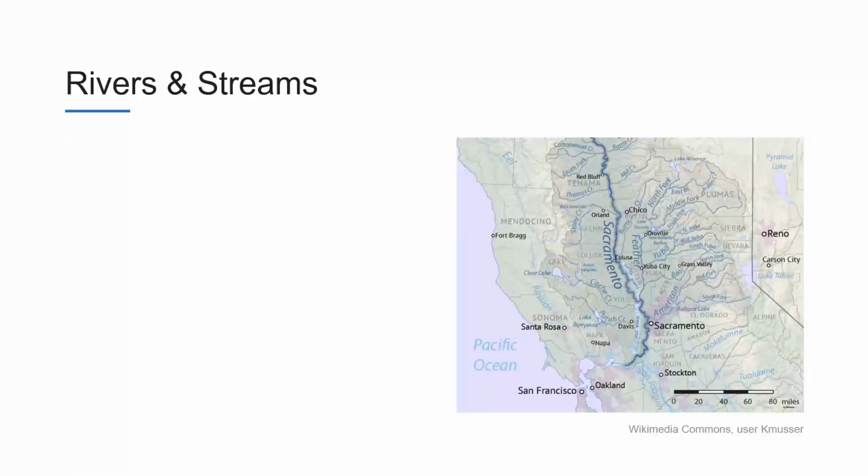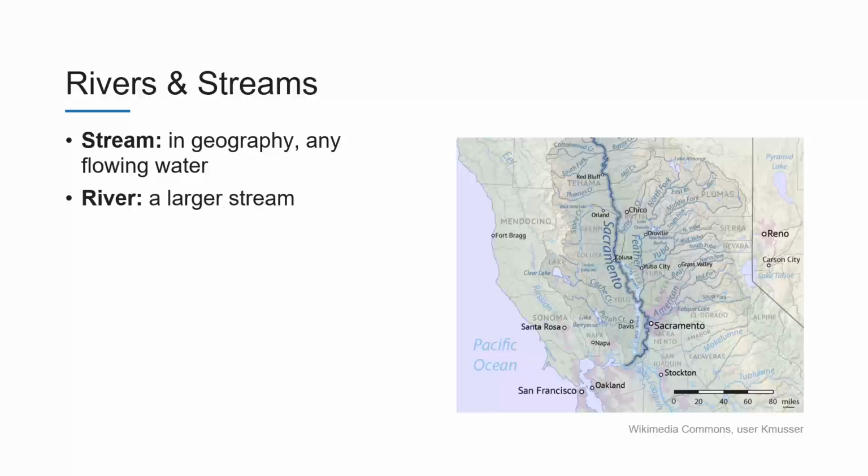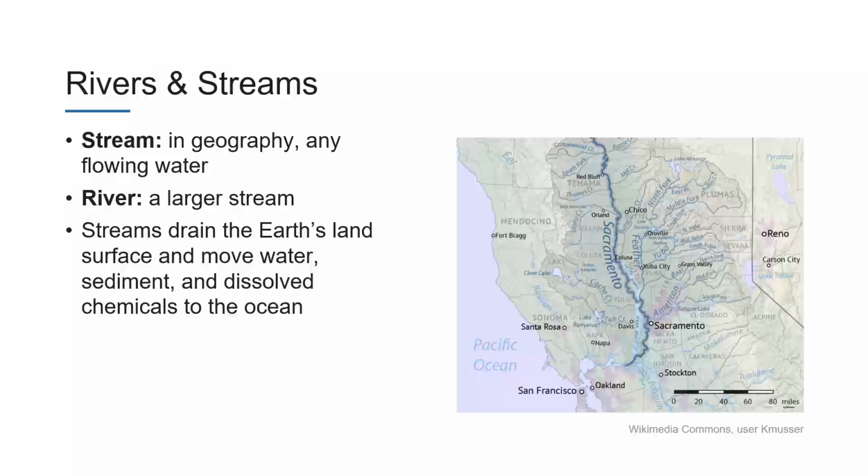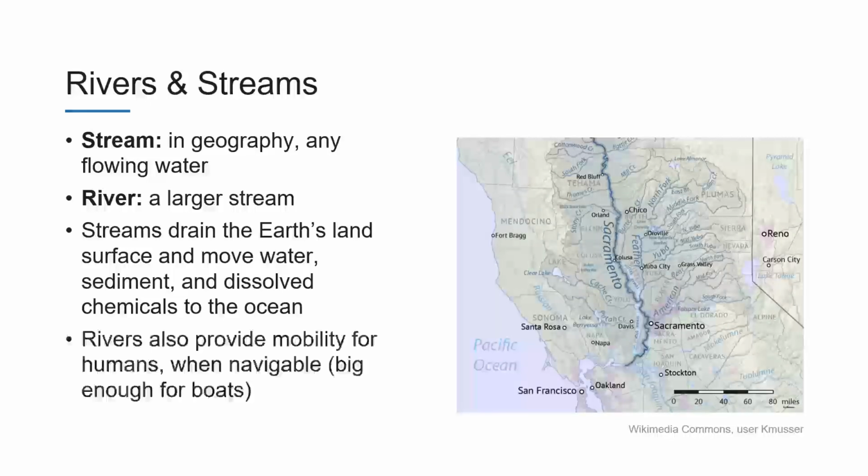Another form of surface water is flowing water, so rivers and streams. In geography, a stream is any flowing water, which includes rivers, and a river is just a larger stream. So streams drain the Earth's land surface and move that water along with sediment and dissolved chemicals and minerals to the ocean. And they also provide mobility for humans when they're navigable, which just means that they're wide enough and deep enough for boats. So rivers and streams drain the land and connect inland regions to the oceans.